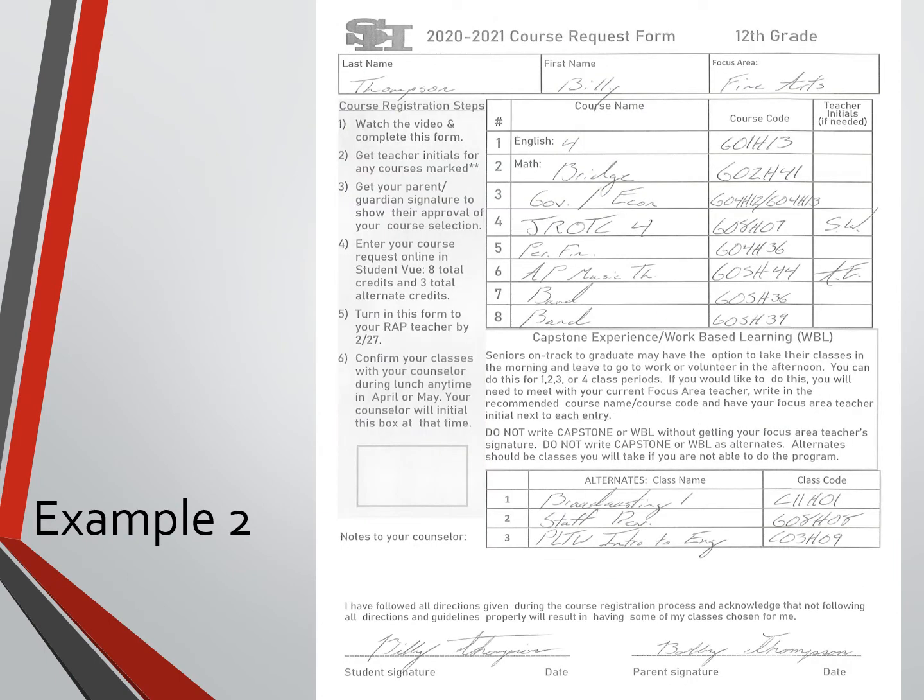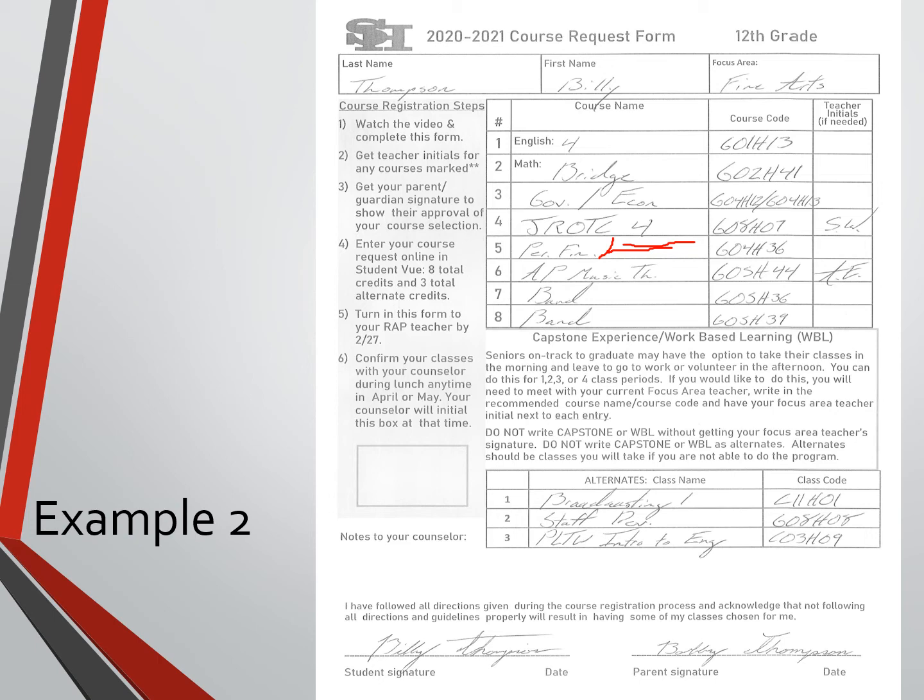Here we have a student by the name of Billy. Billy's done everything almost correctly. The one thing that Billy lacks is he left one semester open next to personal finance. Personal finance is only a semester-long course, and so they did not put in a slash and then fill in the other semester course. So they will automatically receive PE in this spot.